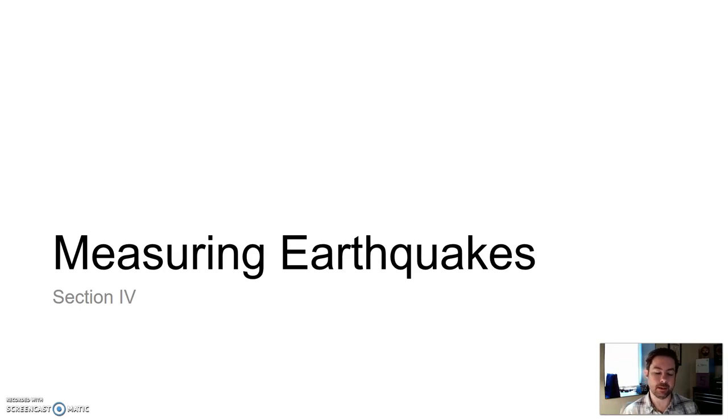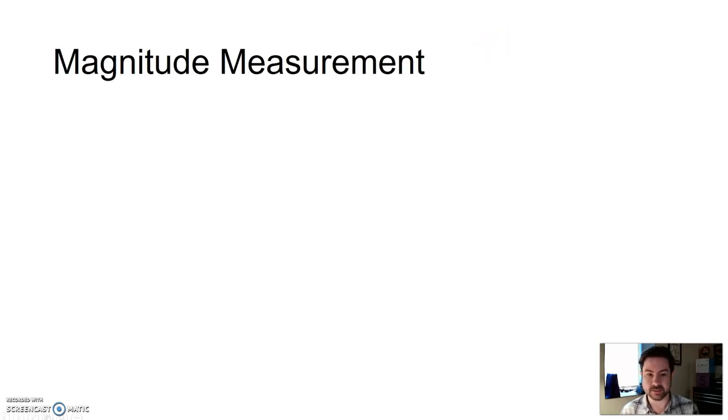Welcome back. So we've talked about earthquakes, how they occur generally, where they occur, the faults that create these earthquakes, and from whence the seismic waves emanate. And now we're going to use that knowledge of seismic waves, as well as some additional details, to measure earthquakes. So let's jump into this.